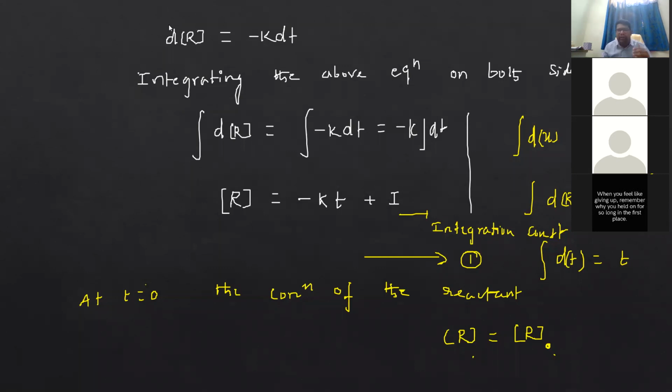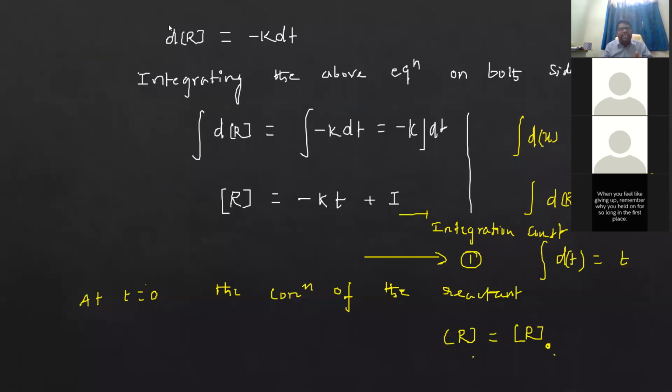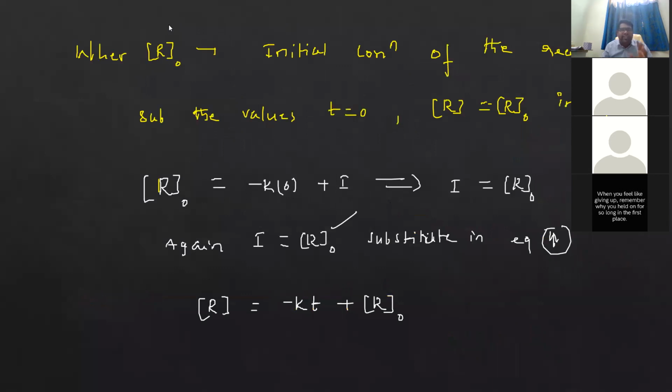Next, at time zero, the initial concentration of the reactant can be considered as R is equal to R naught. Substitute this in equation 1. What is equation 1? R is equal to minus KT plus I. So with the initial concentration at time zero, substituting in equation 1, we get concentration of R is equal to R naught, minus K into 0, that means 0, plus I. Therefore, I is equal to what? R naught.